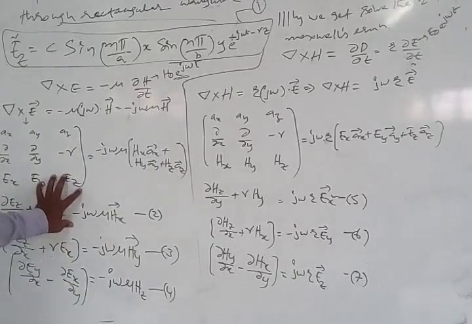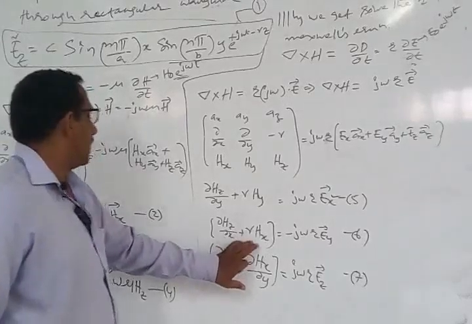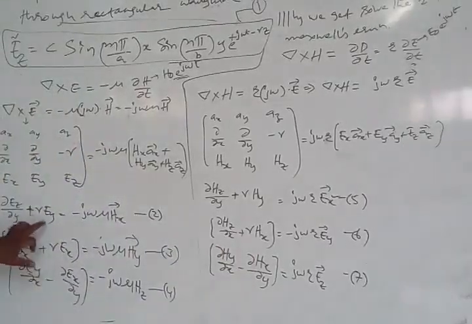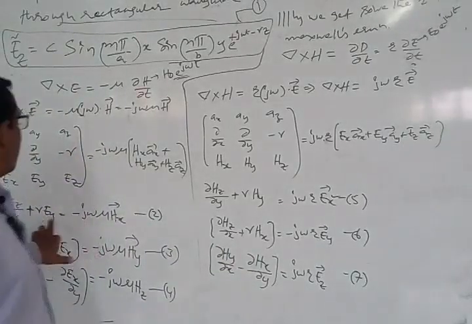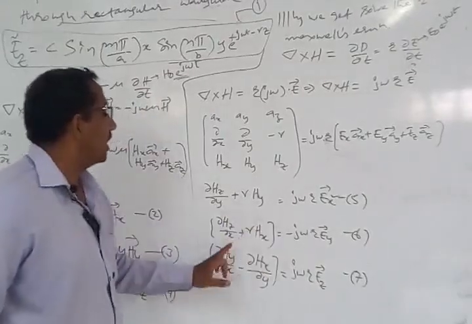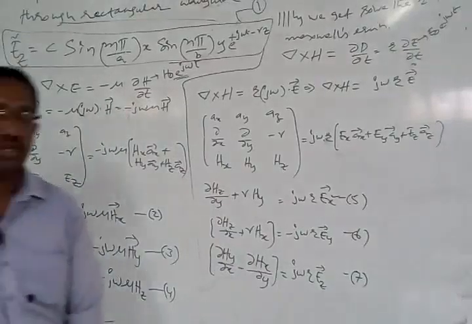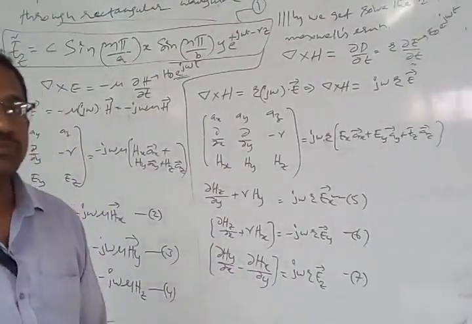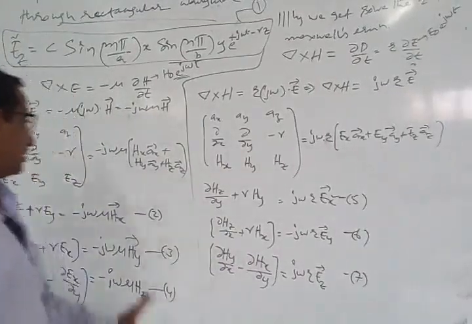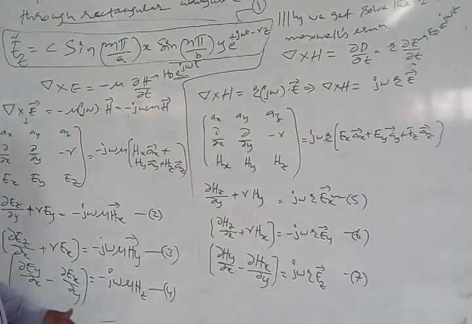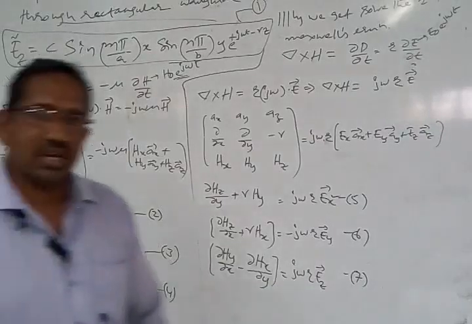Now that factor I will substitute over here. When I substitute over here, I will be getting it in terms of Ey. Here I have Ey, here I have Ey. So I will be getting the equation in terms of Ey. Like that I will be getting equations for Ex as well as Ey, Hx and Hy.